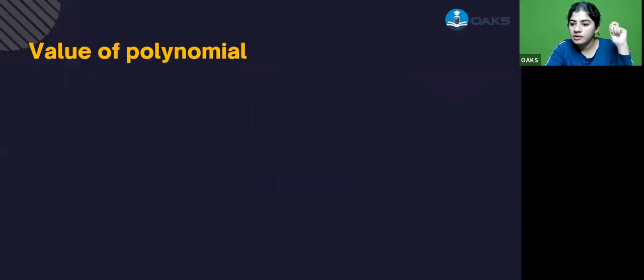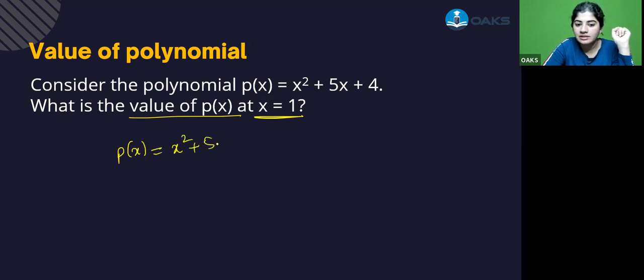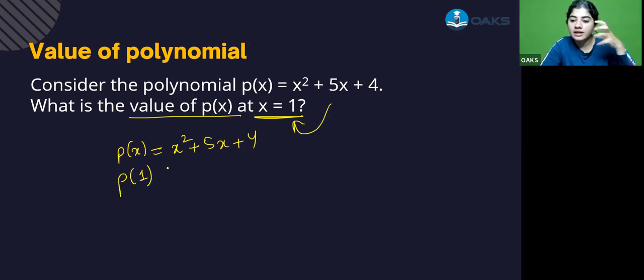Now, first of all, we'll be learning the value of a polynomial. Consider the polynomial p(x), and you have to write it in your notebook. p(x) is equal to x square plus 5x plus 4. And can you tell me the value of p(x) at x is equal to 1? What does that mean? p(x) is equal to x square plus 5x plus 4, and putting x is equal to 1 means we are getting p(1). We are replacing x by 1.